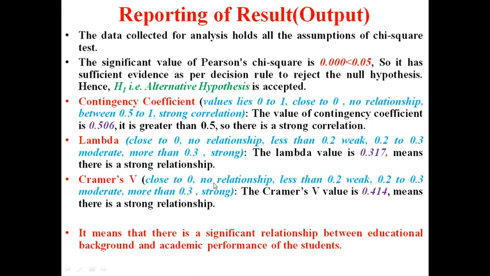Cramer's V, close to 0, no relationship. Less than 0.2, weak. Between 0.2 and 0.3, moderate, and more than 0.3, strong. So the Cramer's V value is 0.414, which means there is a strong relationship. So it means that there is a significant relationship between educational background and academic performance of the students.